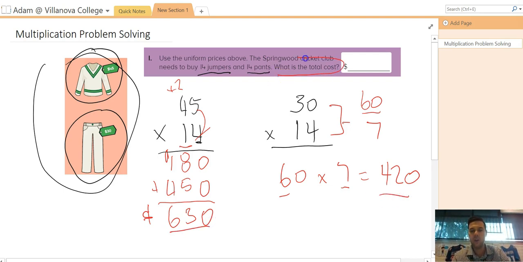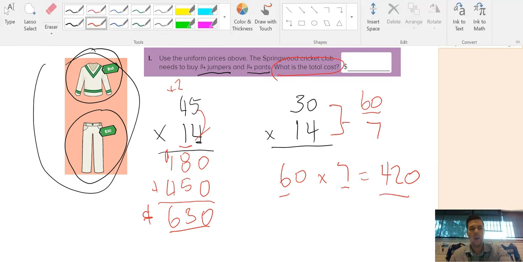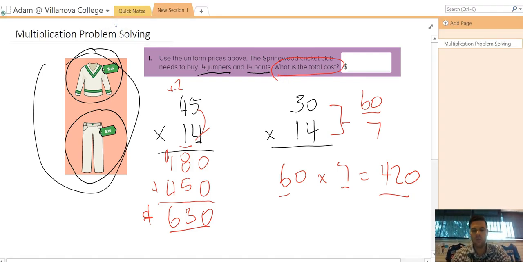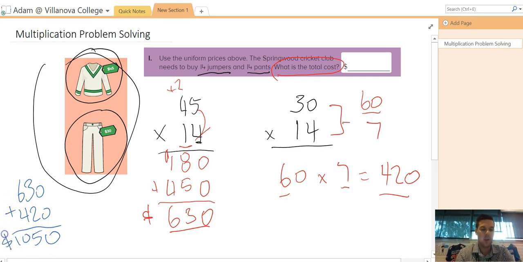Now we've got two answers here, 630 and 420. It says, what is the total cost? So we must use 630 plus 420 to work out the total cost. So 0 plus 0 is 0, 3 plus 2 is 5, and 6 plus 4 is 10. So the total cost of the uniforms is $1,050. Hopefully that now clarifies how to work out one of those problems, boys.